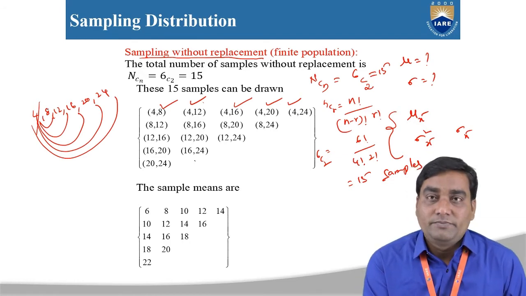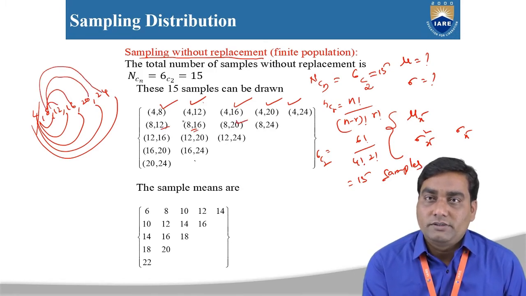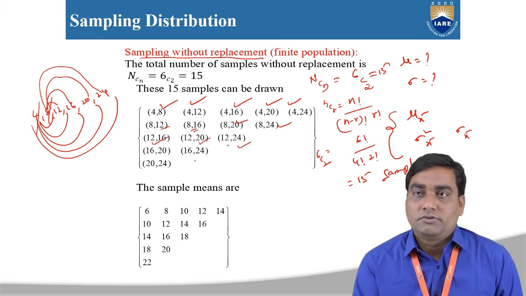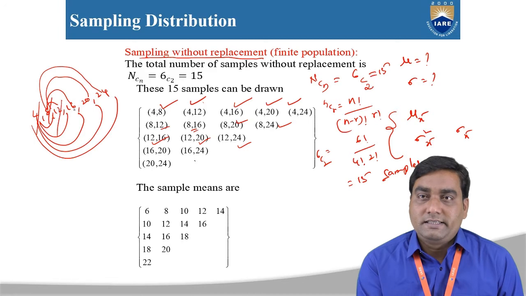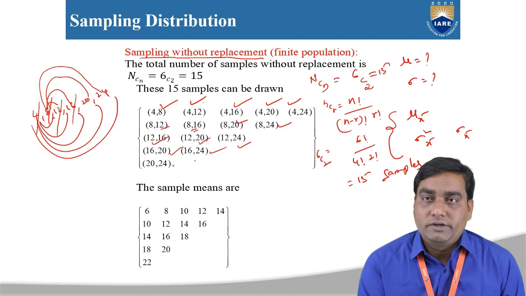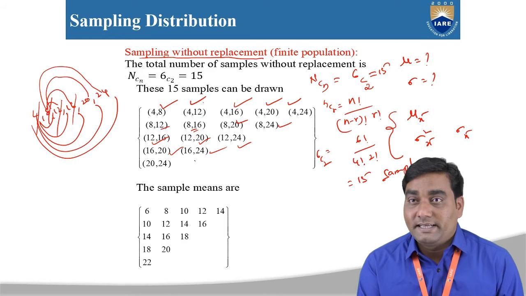Now starts with 8: 8, 12. Next, 8, 16. Next, 8, 20. Next, 8, 24. So 8 is also over. Next, 12: 12, 16, 12, 20, 12, 24. Size 2, only 2 elements. 12 is also completed. Next, 16: 16, 20, 16, 24. 16 is also completed. Next, last, 20, 24. So these are the samples of size 2 in the without replacement case.